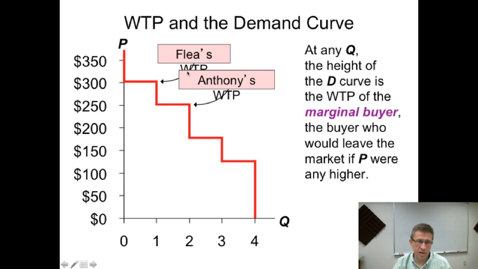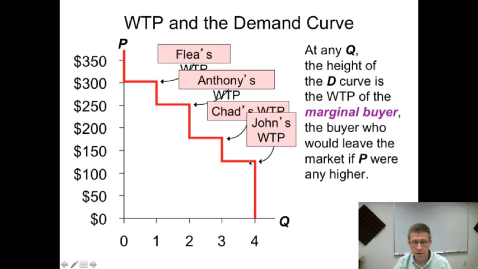So we've got Flea's willingness to pay, Anthony's willingness to pay, Chad's, and John's. At $125, John is the marginal buyer. He's the 4th person to buy it. But if it goes to anything above $125, he won't buy it anymore. That's why you'd call him the marginal buyer.